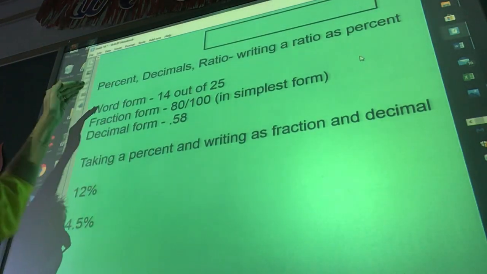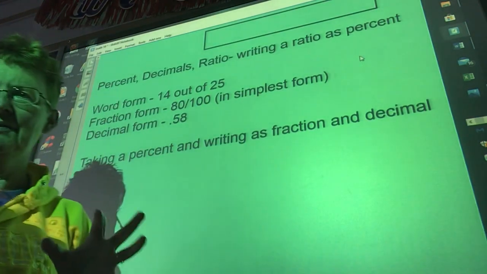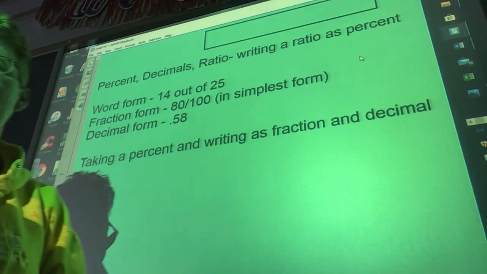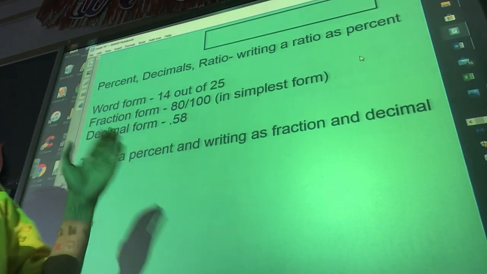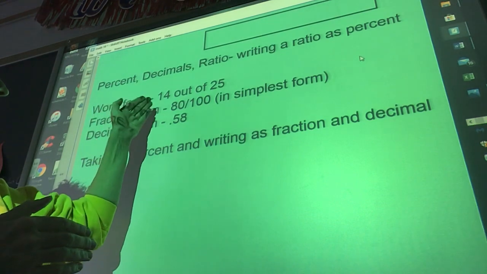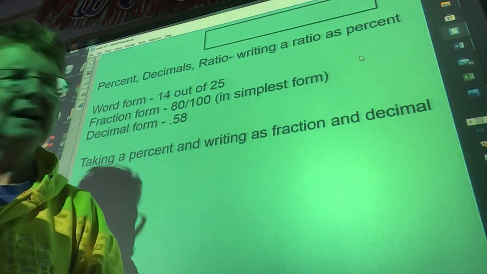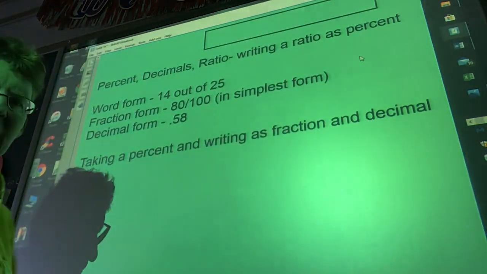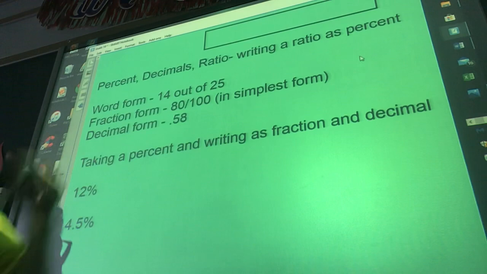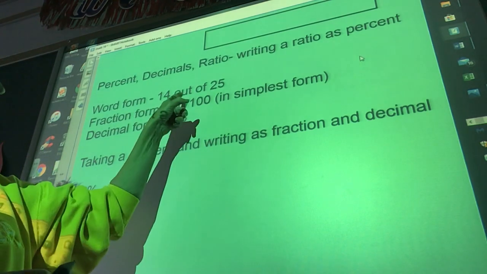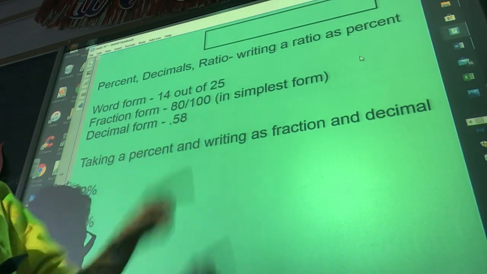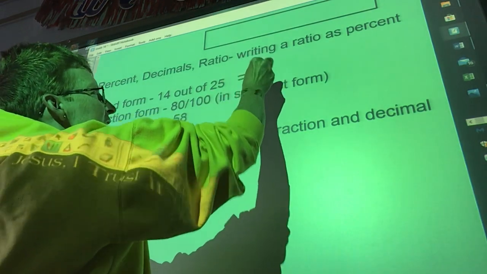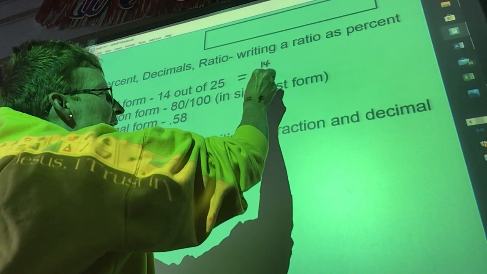They can give us a ratio in a lot of different ways, and we talked about that yesterday. They could give us a ratio in word form. So my example here is 14 out of 25, and what they're asking us to do is to write it as a percent. Now, the process of doing that is, first of all, you have to write that as a fraction. So 14 out of 25 is the same as 14 over 25.